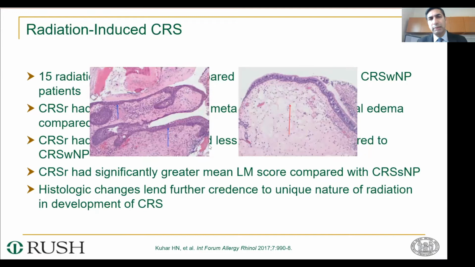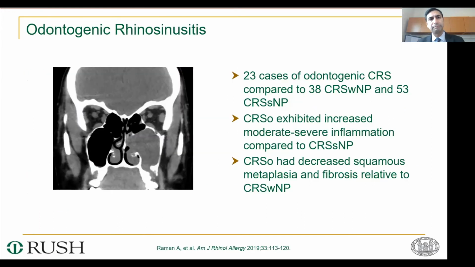And these are a couple of representative histopathologic images of these patients from the radiation-induced CRS. You can see the squamous metaplasia of the mucosa that you see here, and again, very severe subepithelial edema, as is evident on the right-hand side.